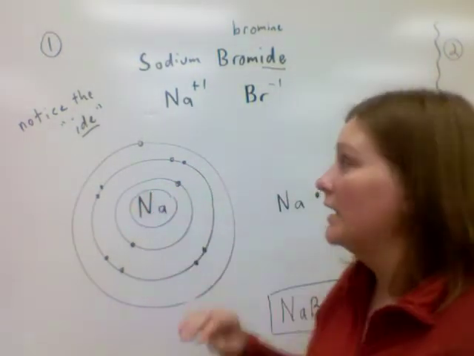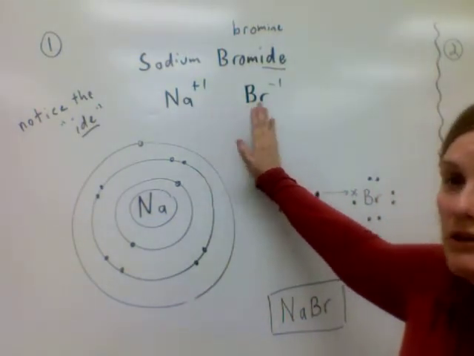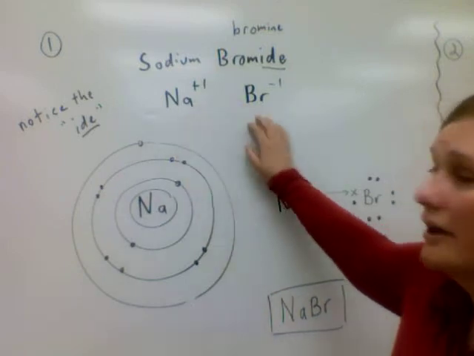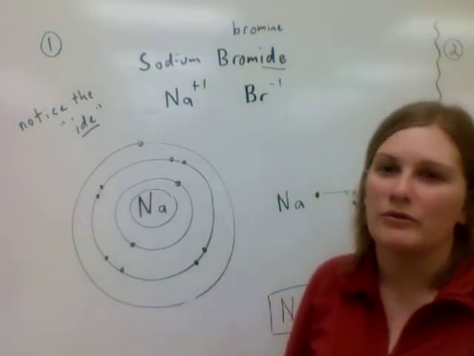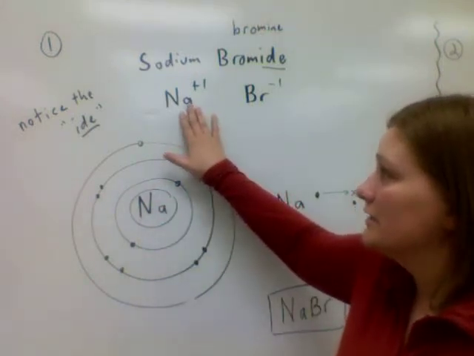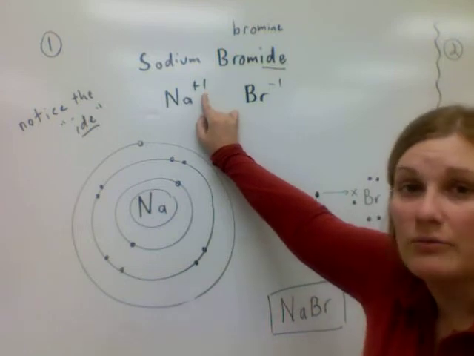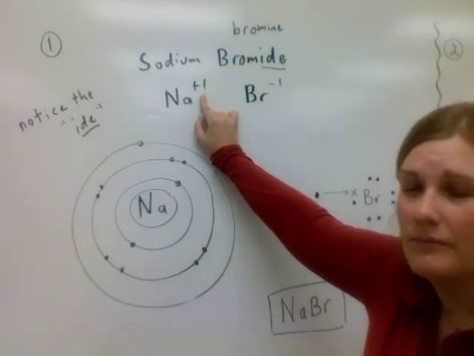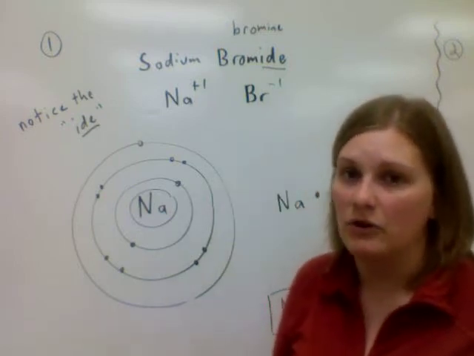Okay, so the first thing I asked you guys to do was to make sure that you split your compound into its ions so that you can tell what's happening to the electrons and where they're moving. So sodium's charge is +1 and bromine's charge is -1. That means that this one is looking to get rid of 1 electron on its outer shell, and this one is looking to gain 1 more electron in its outer shell to be full.